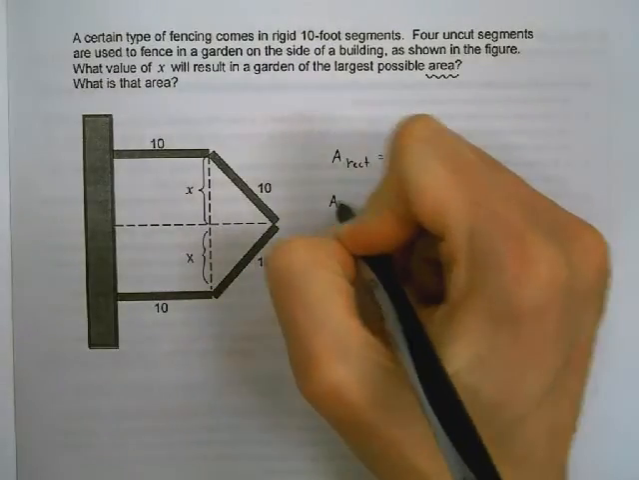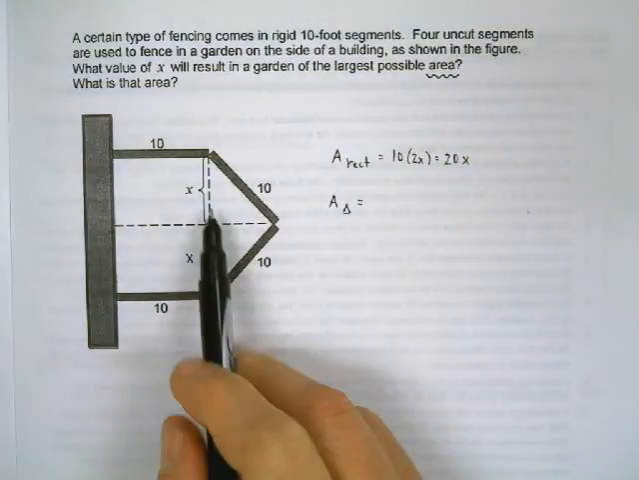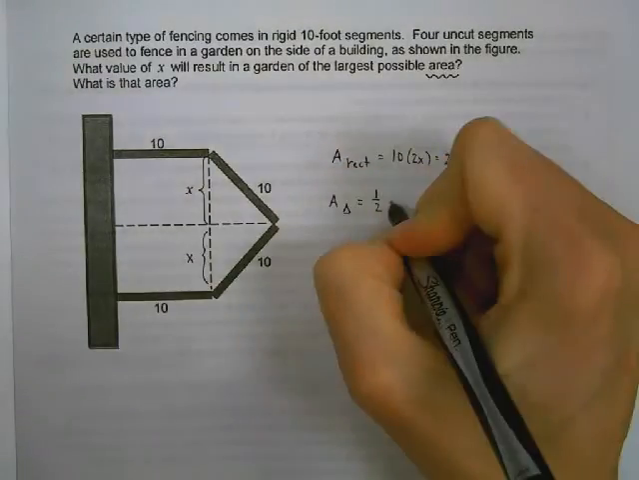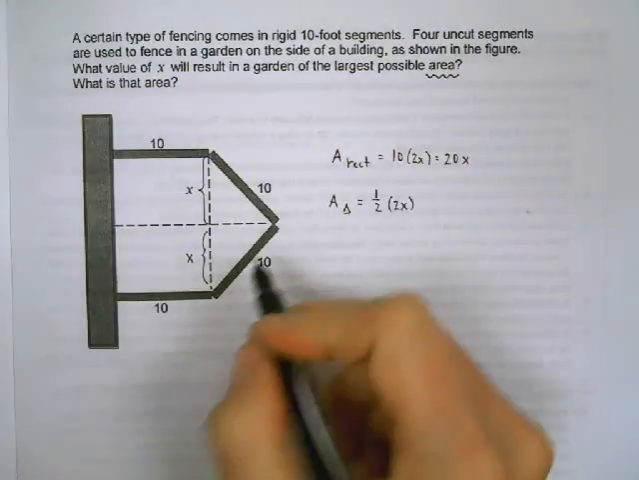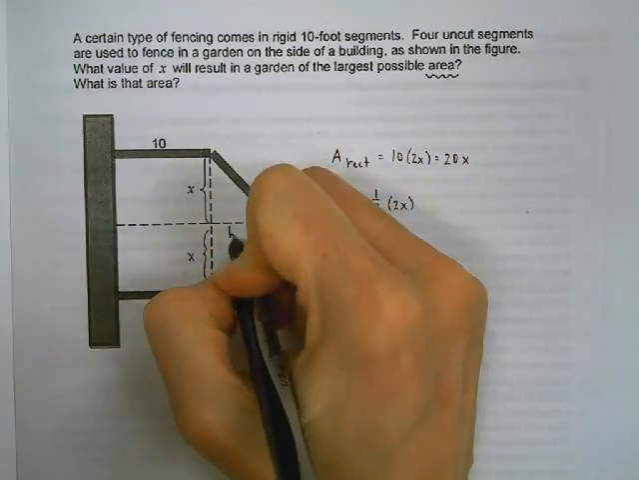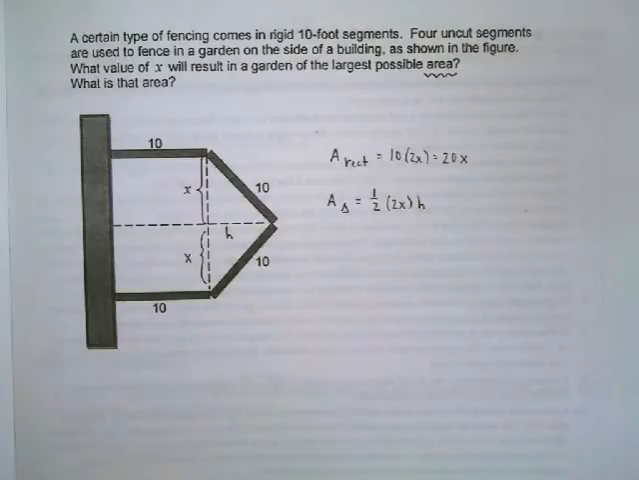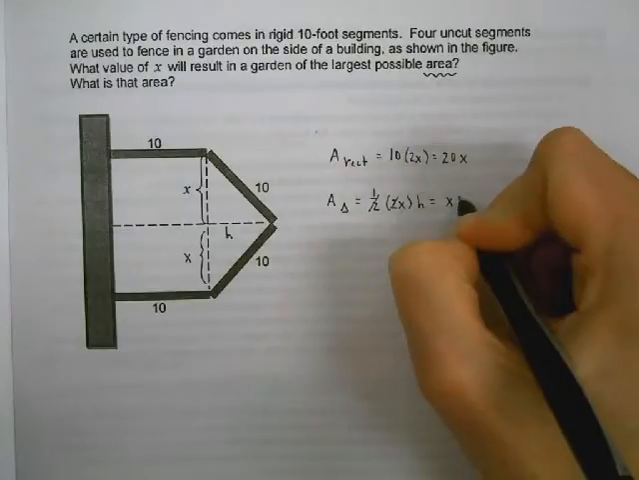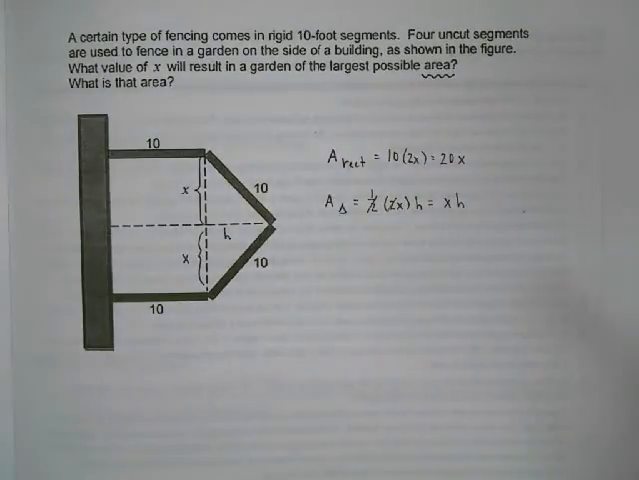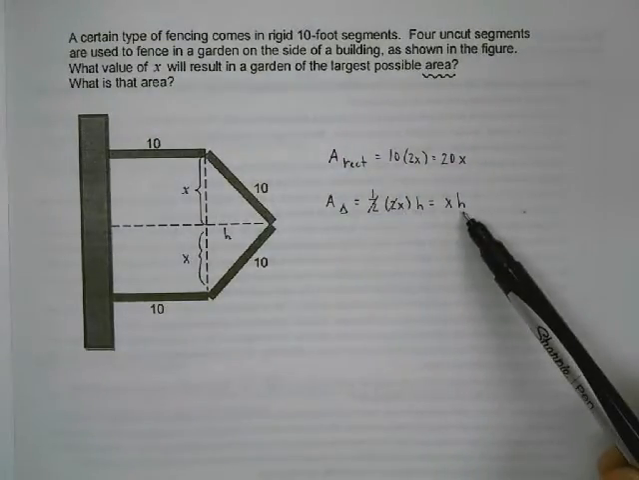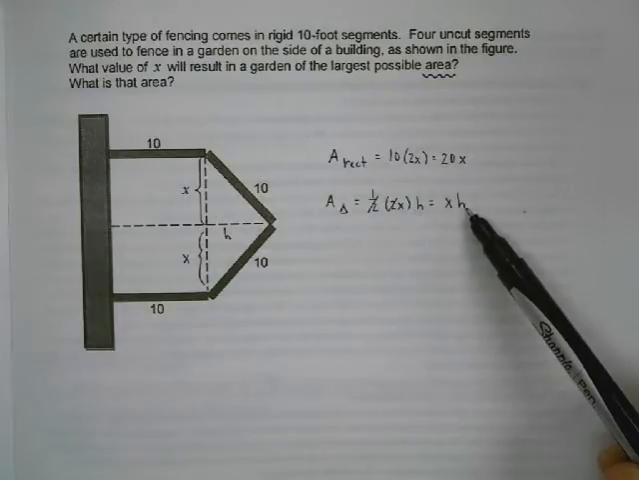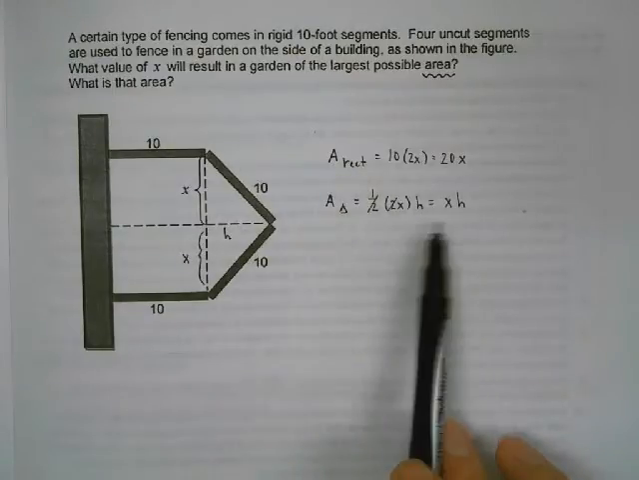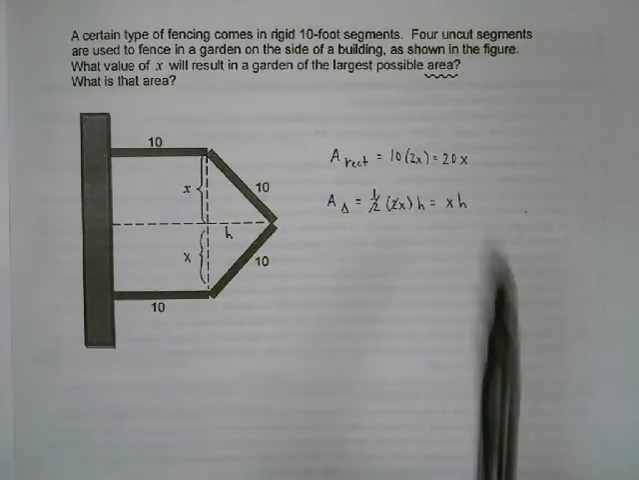And then I have the area of the triangle here, which we know is 1/2 times the base. Our base is 2x. And then times the height here. And so if I simplify, I have x times h. Now, here's where we have to be a little careful. We need to somehow find the value of h in terms of x, because if I differentiate this, I want to ultimately find my total area just in terms of x.